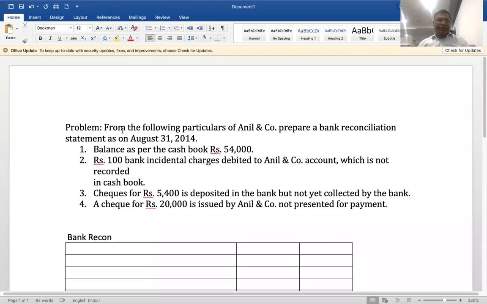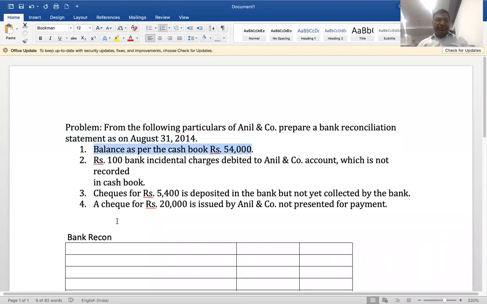Right. This is the problem. From the following particulars of Anil and Company, prepare bank reconciliation statement as on 31st December 2014. This is the question. What is the content of the problem? Balance as per the cash book, 54,000.